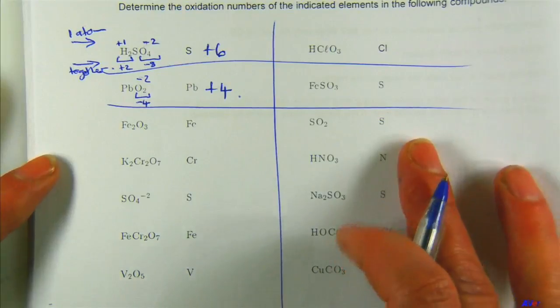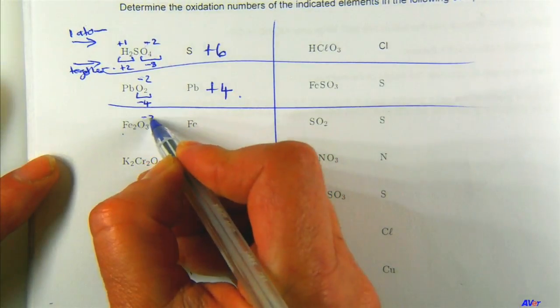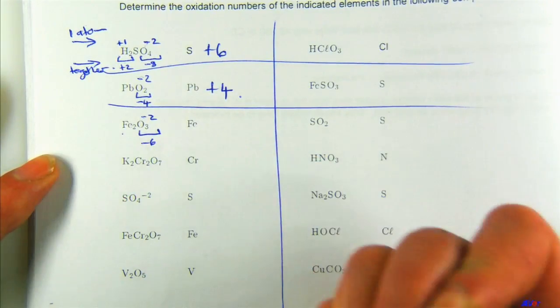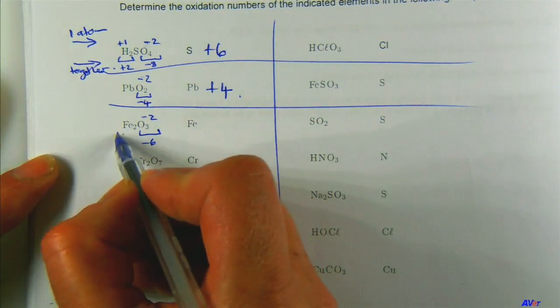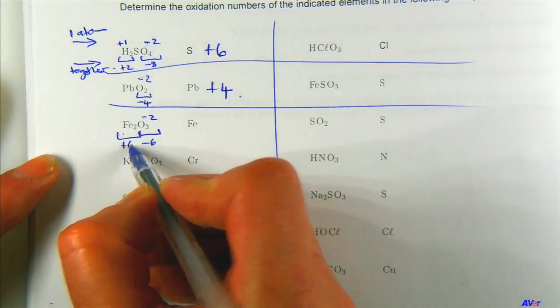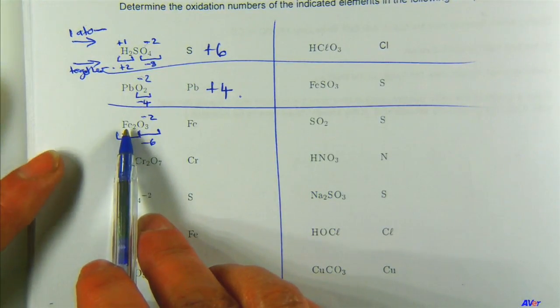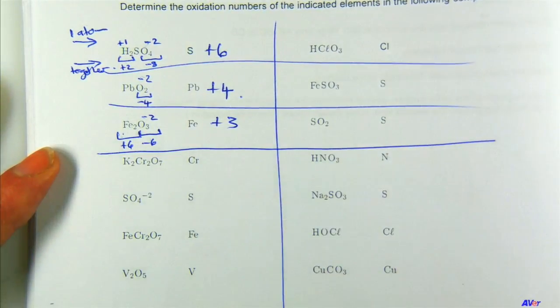Right, we get to the iron oxide. Every oxygen is a -2, so this part of the compound is -6. What should the total be? 0. So these two should be +6. So what is every iron atom? Every iron atom will be a +3.